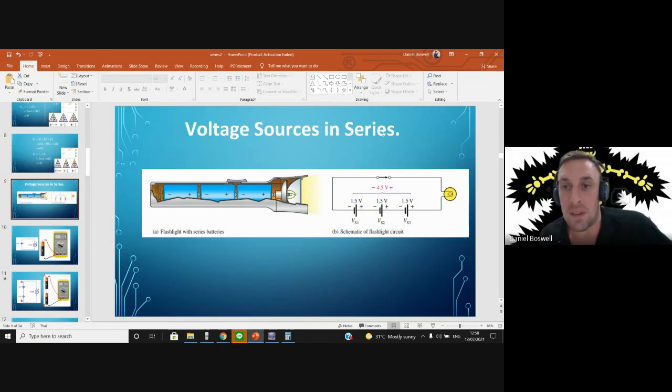Voltage sources in series. This is a torch. Okay. These are our batteries. Let's say they're AA batteries.